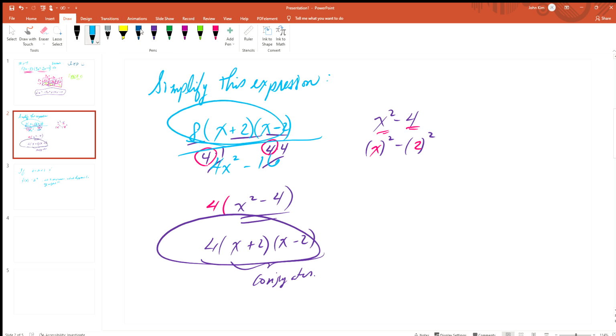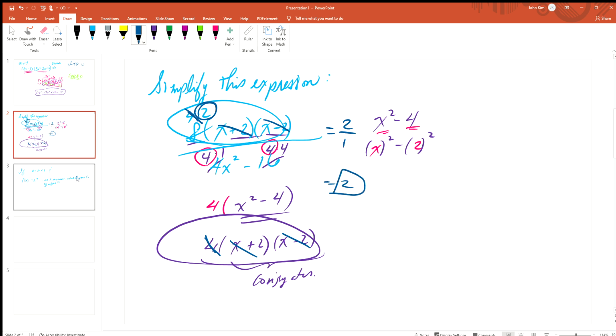Now, what you can notice is that 8 is the same as, I'm going to use turquoise, 4 times 2. That's fair, right? And so what happens now? This 4 and this 4 cancel. Don't forget, this 4 and this 4 cancel. x plus 2, x plus 2 cancel: one numerator, one denominator. x minus 2, x minus 2 cancel. You end up with only this is what's left: 2 over 1, which is just 2.